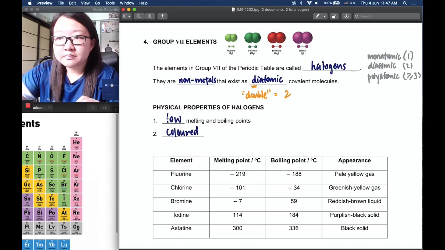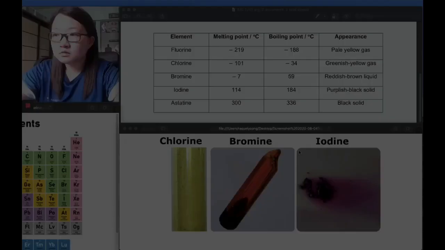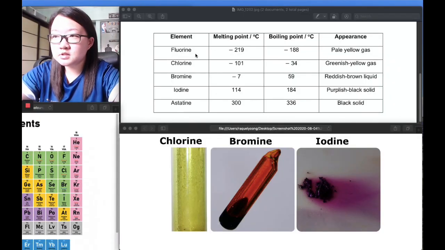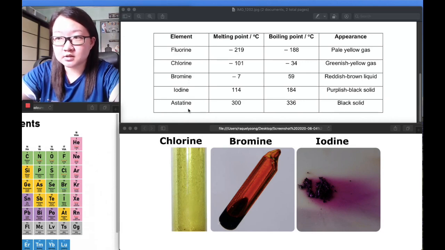Okay, so group 7 elements, first physical property is that they have low melting and boiling points. Second point will be that they are colored. Okay, so let me show you some images of how each of the group 7 elements look like in terms of their appearance. Okay, so I've written here for you, but let me give you some visuals to have a closer look. Okay, so in this table, you can see some data that we have for the halogens, right? So fluorine, chlorine, bromine, iodine, as well as the last one, astatine.